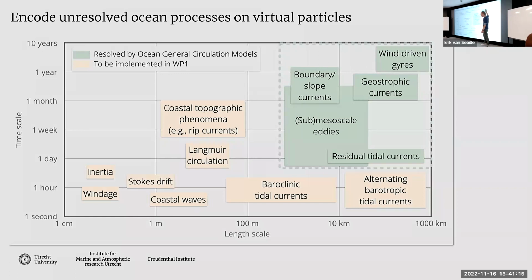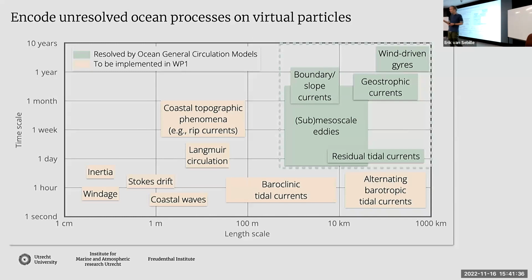We can do the large-scale circulation, geostrophic currents, boundary slope currents, eddies, up to the submesoscale somewhere around a few kilometers or so, the tides, but only the residuals, so the net effect of the tides. Everything below there, everything yellow, we can't do just yet.